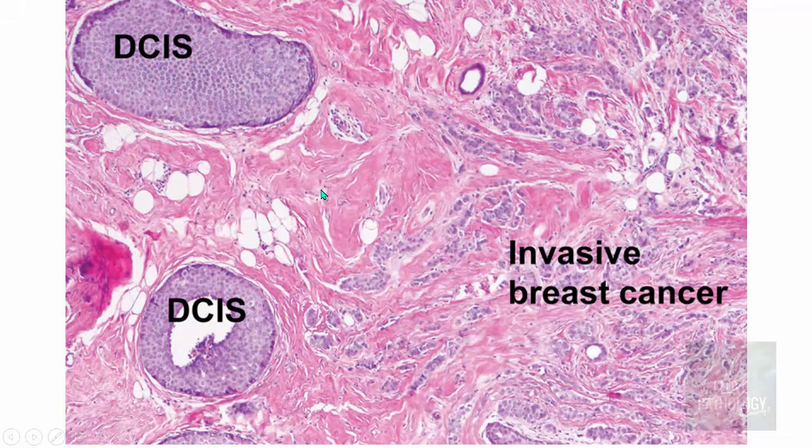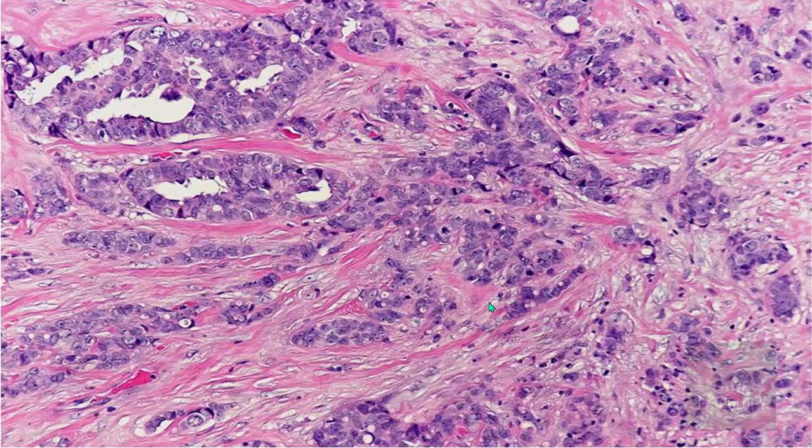Now, microscopically, you can find areas of DCIS, which is a precursor lesion, and this is a focus of invasive breast cancer. You can find pleomorphic cells which can form tubules, in the form of clusters or sheets. These have highly pleomorphic nuclei with prominent nucleoli. Can you make out the stroma surrounding it? That is fibroblastic stroma, referred to as desmoplasia.